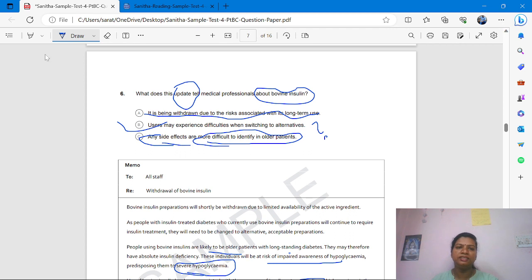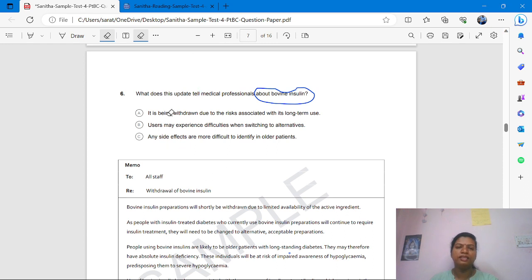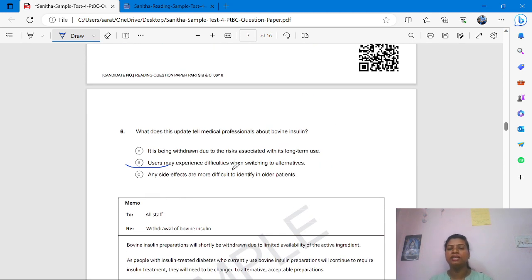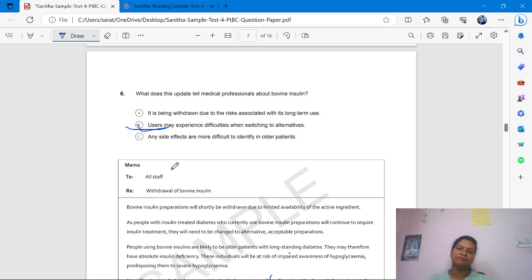So what is the answer here? Then option B. See how the answer is getting. Are you following me? Users may experience difficulties when switching to alternatives. Dose titration may be difficult and unpredictable. Why is it difficult? Because the patient's body contains more insulin antibodies. People with bovine insulin treated diabetes are a risk group. So sometimes it is very difficult and unpredictable. So what is the answer? Users may experience difficulties when switching to alternatives. B is the answer.